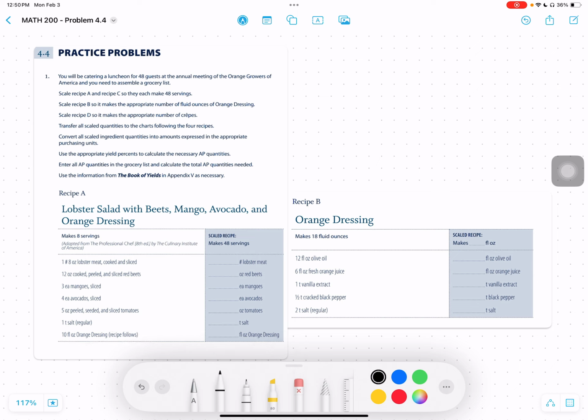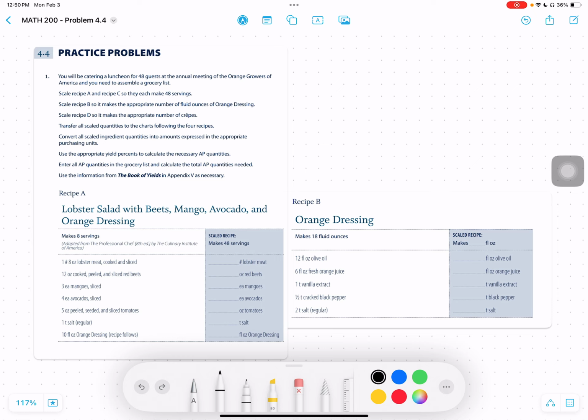So the first thing that we read is that we will be catering for 48 people or 48 guests, and our recipes may or may not serve 48 guests. For example, the lobster salad recipe serves 8 people. So the first thing that you have to do is scale or standardize the recipes to the desired number of servings. This is what we're going to do on this first page.